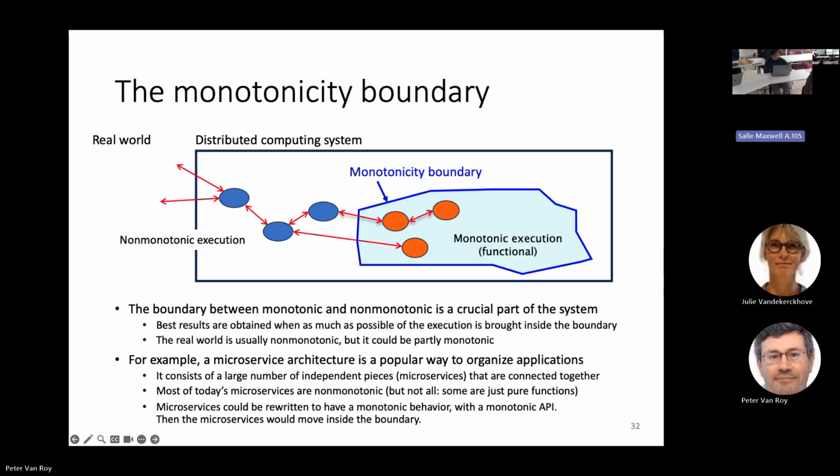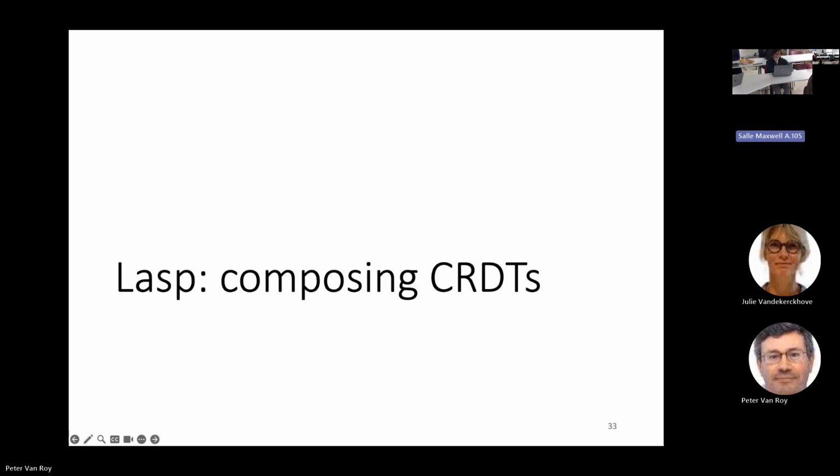Not all, some are pure functions, so they're monotonic, but most are non-monotonic. But if you would rewrite them to be monotonic, and that's very often possible, they would all move inside that boundary, and you would not need consensus. Okay. So this is, in my view, a research agenda: to bring as much as possible the execution inside that boundary. Okay. And now I get finally to the part where I made a contribution with Chris.